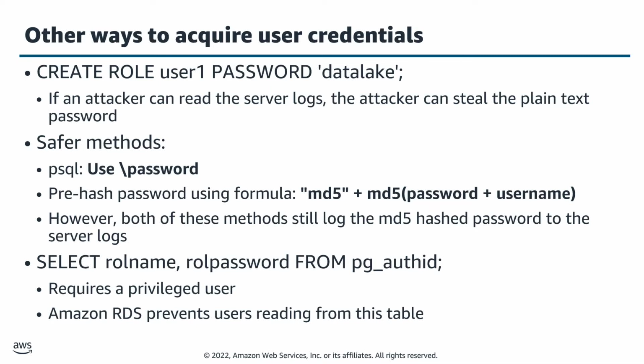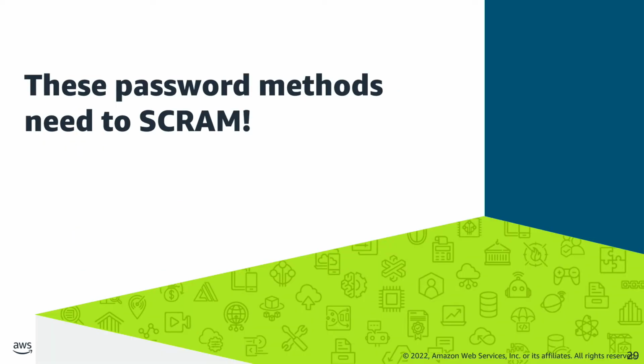Now, it requires a privileged user, and I can say with confidence Amazon RDS prevents users from reading this table, but you need to keep in mind that if someone has those privileges, you're trusting them not to impersonate anyone else in your fleet. These password methods need to scram. We need to get rid of them. We need to do something different.